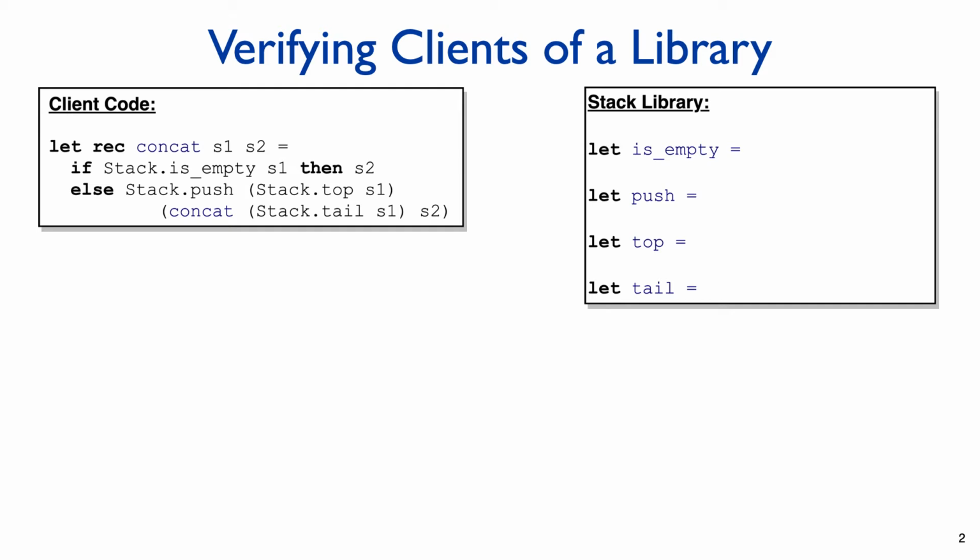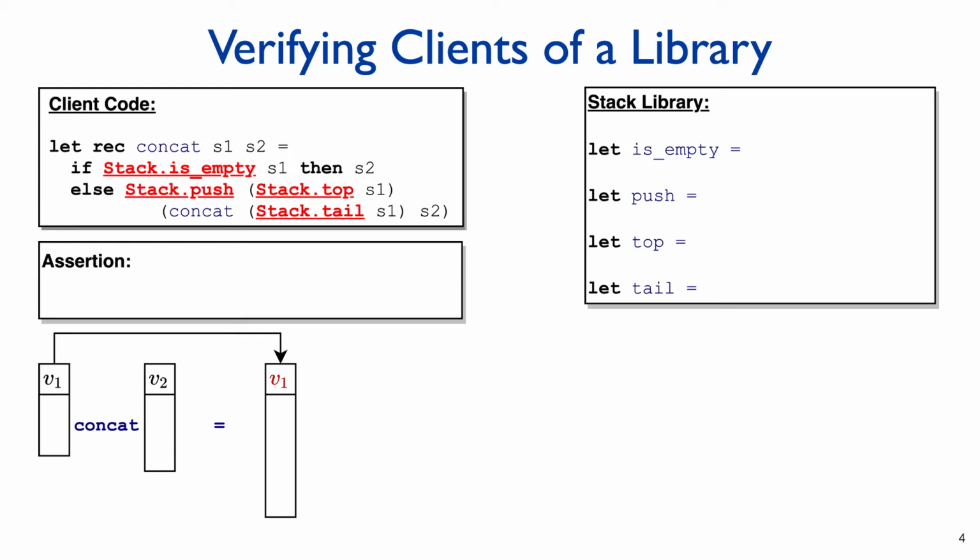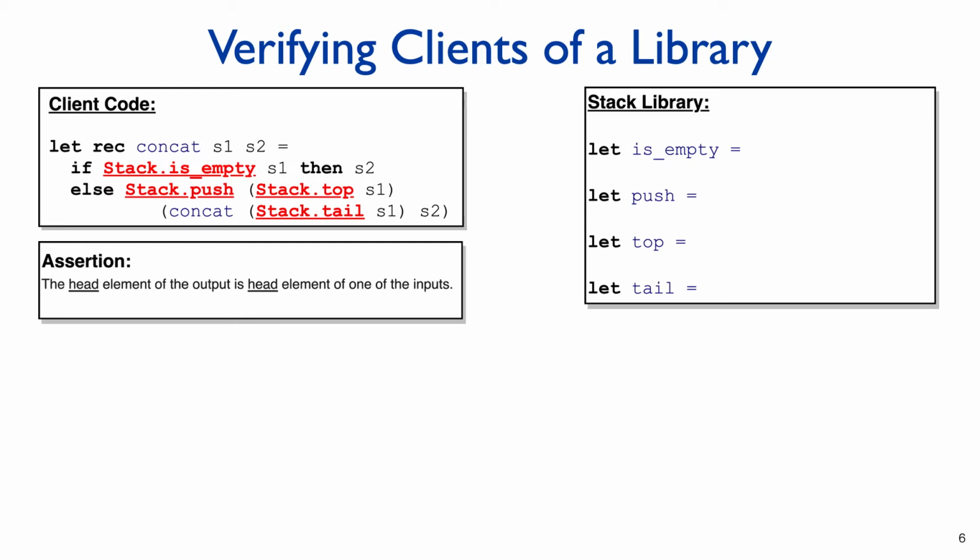The client code is a concat function which can concat two stacks together. And this client code is built from four interfaces of the stack library: empty, push, top, and tail. The assertion we want to prove is that the head element of the output stack should be the head element of the first stack. But if the first stack is empty, it should be the head element of the second stack. We summarize this as the assertion: the head element of the output is the head element of one of the inputs.